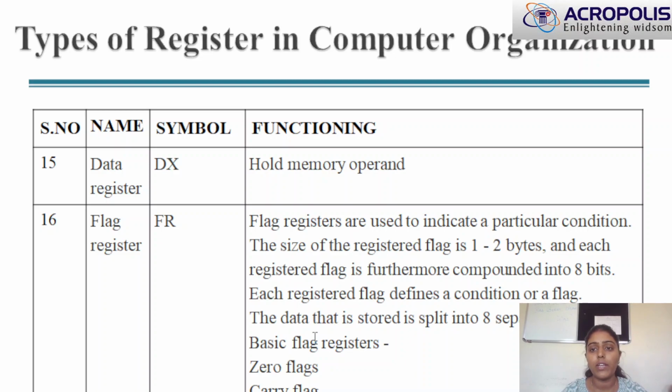The size of a flag register is 1 to 2 bytes, and each flag register is further composed of 8 bits. Each flag defines the condition of a flag. Basic flag registers are the zero flag, carry flag, parity flag, sign flag, and overflow flag.